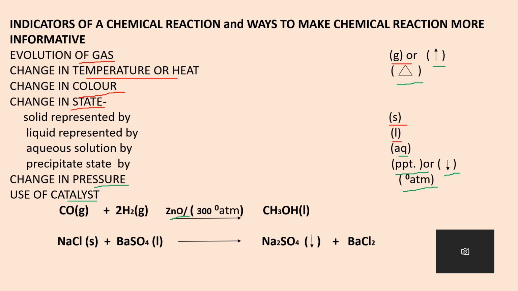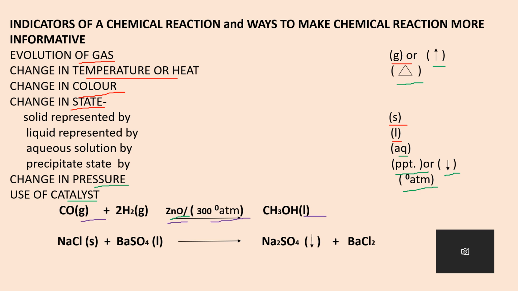Let us summarize what we have learned from this slide by these two reactions which are given below. Symbol G is used for gas. ZnO is the catalyst used in the reaction. The reaction takes place at 300 degree atmosphere and the product which is formed is in liquid state.